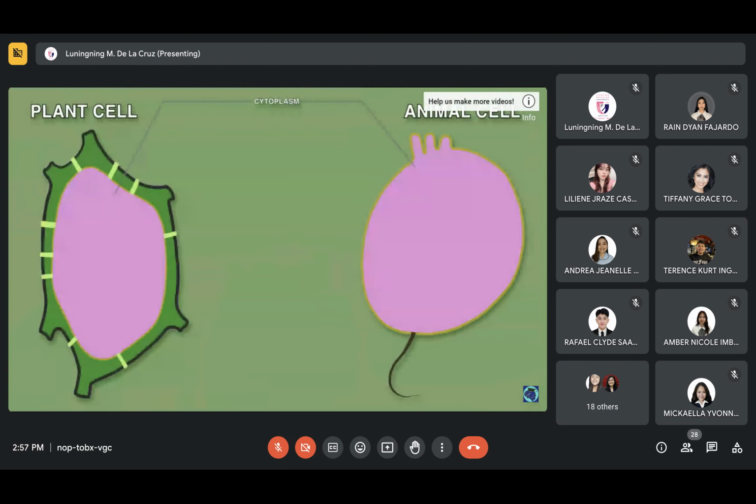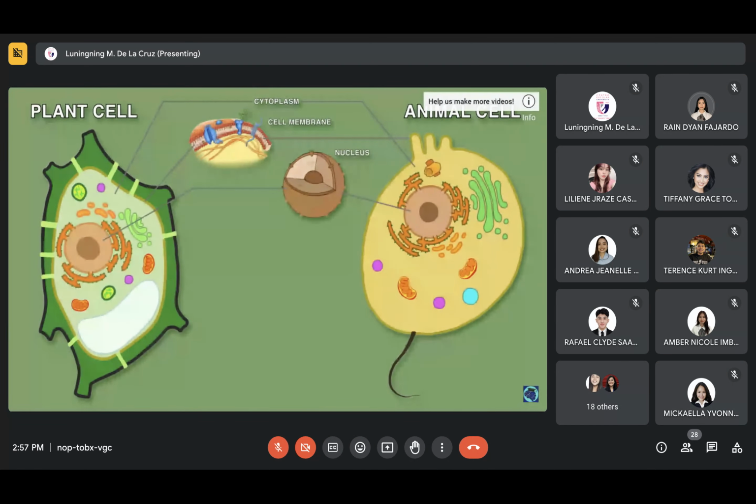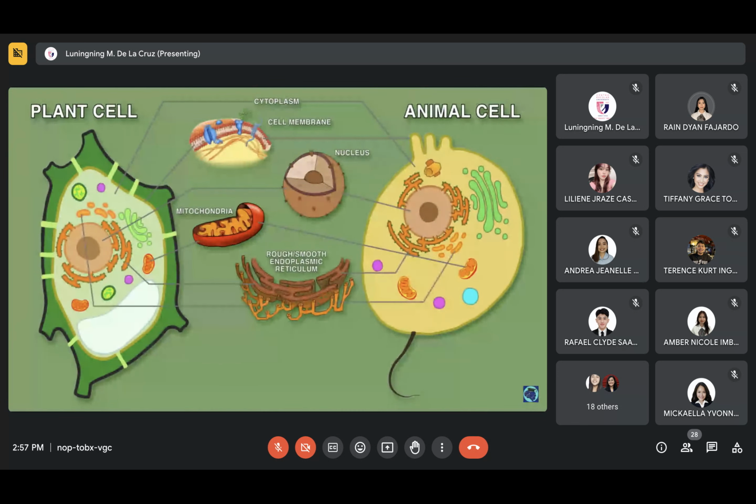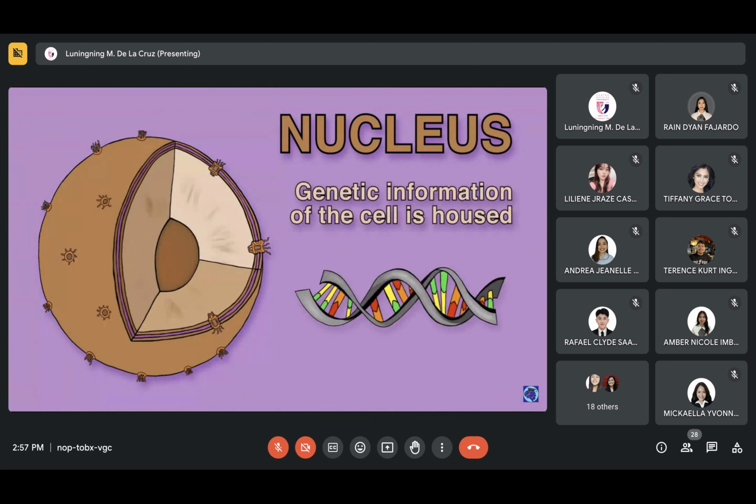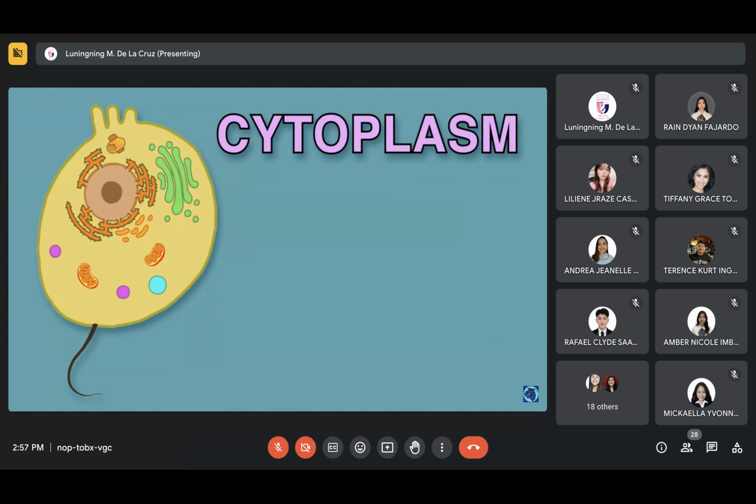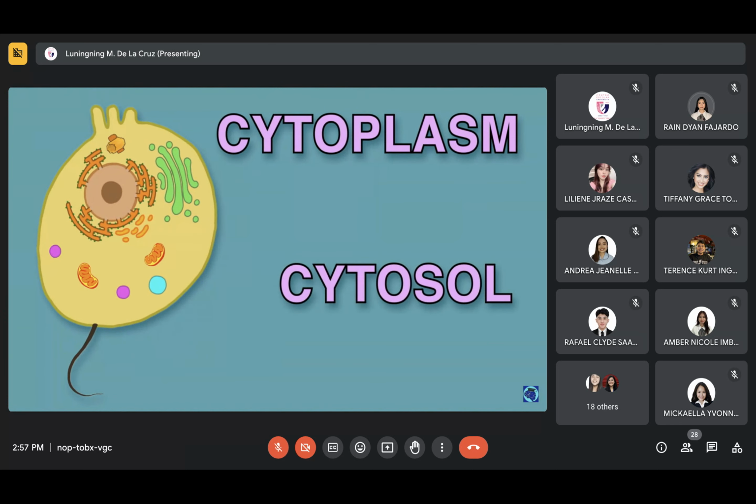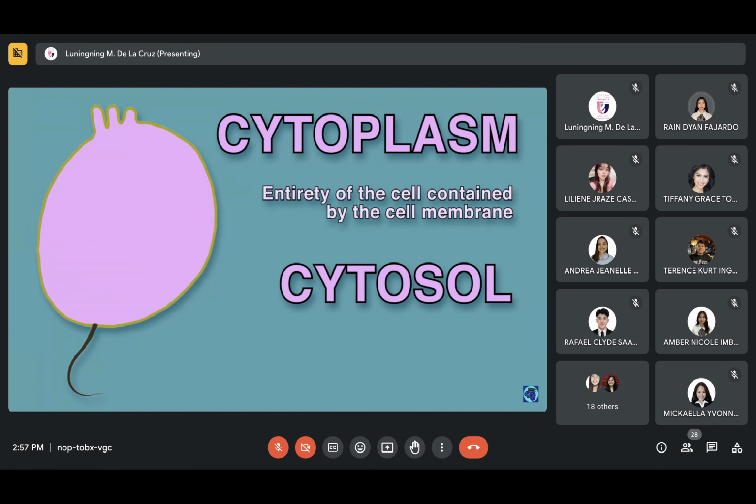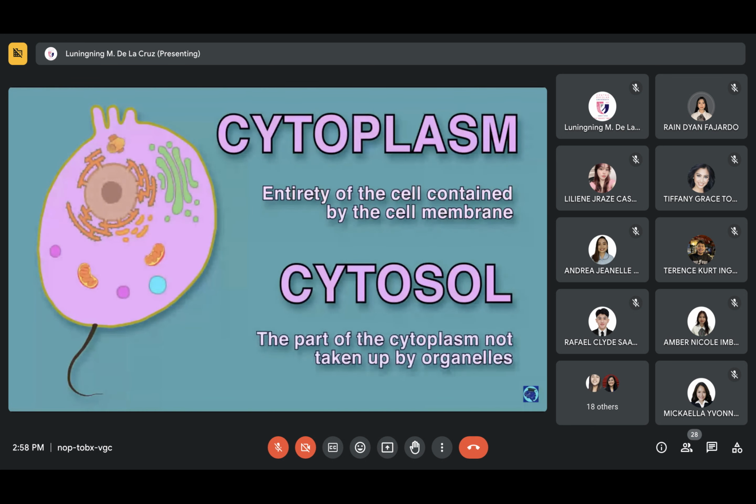They also both have cytoplasm, a cell membrane, a nucleus, mitochondria, rough and smooth endoplasmic reticulum, a Golgi apparatus, and peroxisomes. The nucleus is where the genetic information of the cell is housed. The cytoplasm is not to be confused with the cytosol. The cytoplasm is the entirety of the cell contained by the cell membrane. The cytosol, on the other hand, is the part of the cytoplasm not taken up by organelles.